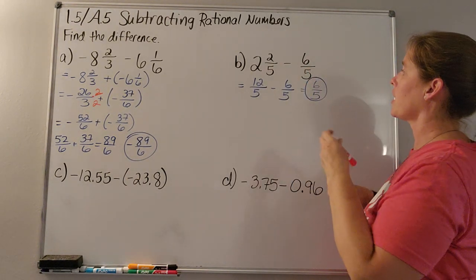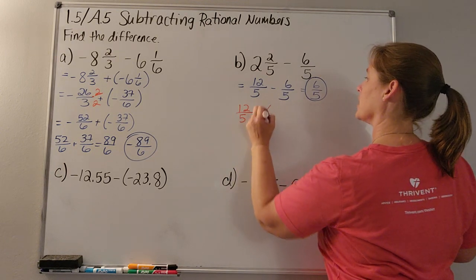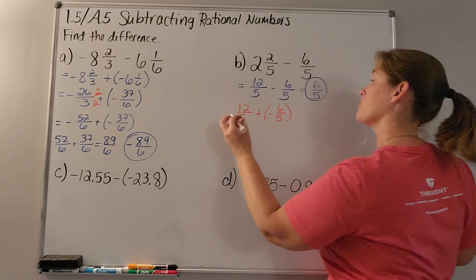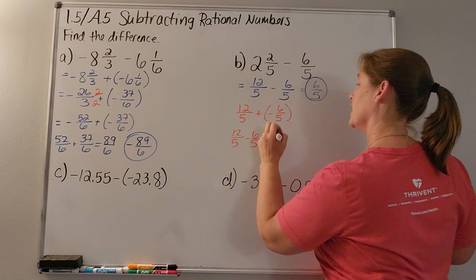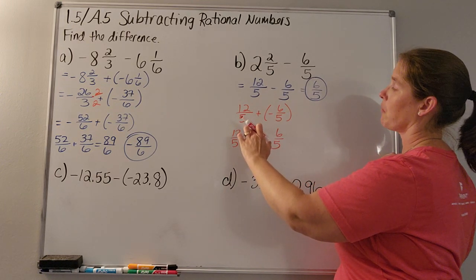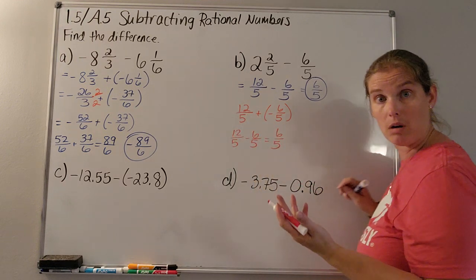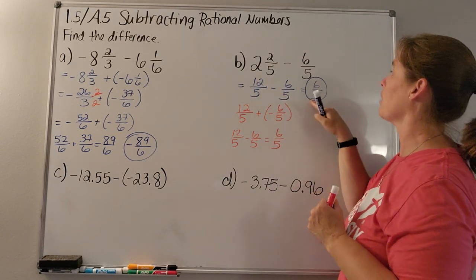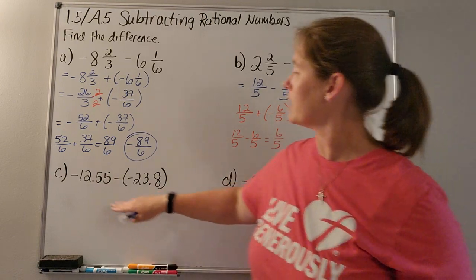But let's just look at what it would be if we did keep change opposite. 12 over 5 plus negative 6 over 5. Different signs, so what do we do? We subtract their absolute values, which is what we just did. And then it stays positive because in our addition problem, the larger absolute value was positive to start with. That's why it works. But if you see right away, I can just do this problem, that's fine, okay? Now let's shift gears a little bit and let's look at some decimals.